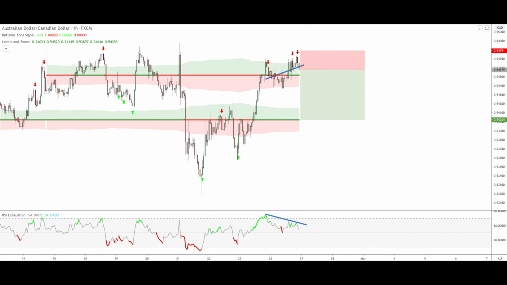So the trade is set. I'll keep you updated on how it plays out.